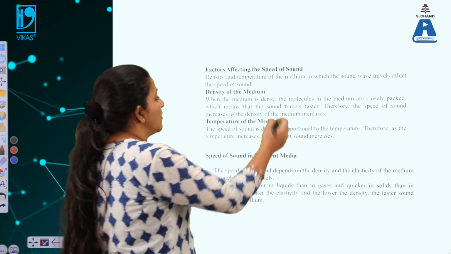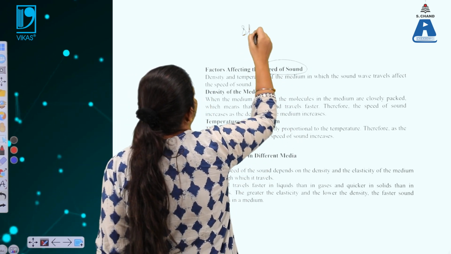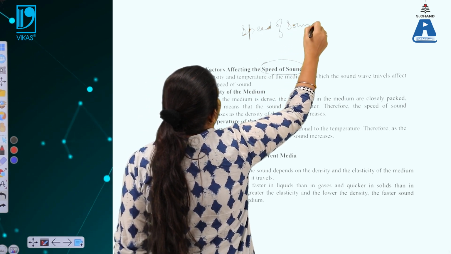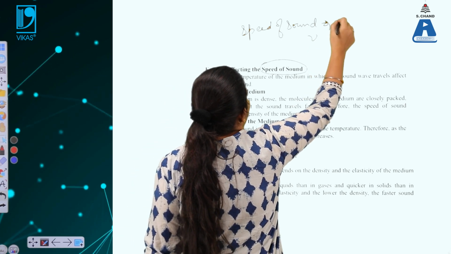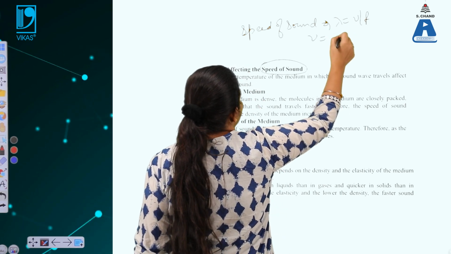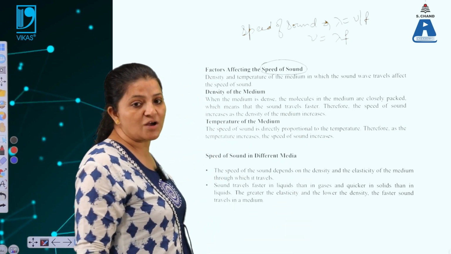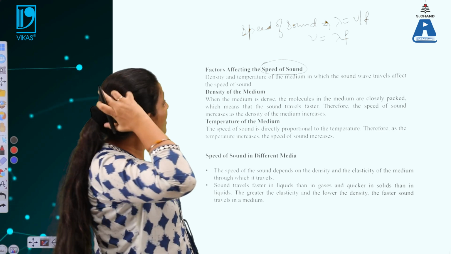The speed of sound that we have been studying till now is given by the factor V. We know that lambda is equal to V by F, so the speed of sound is equal to lambda into F. What is lambda here? That is the wavelength of the sound waves. And what is nu? That is the frequency of the sound waves.